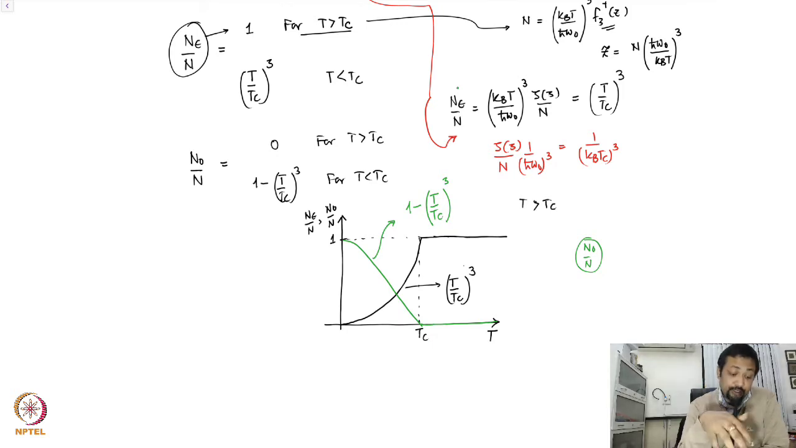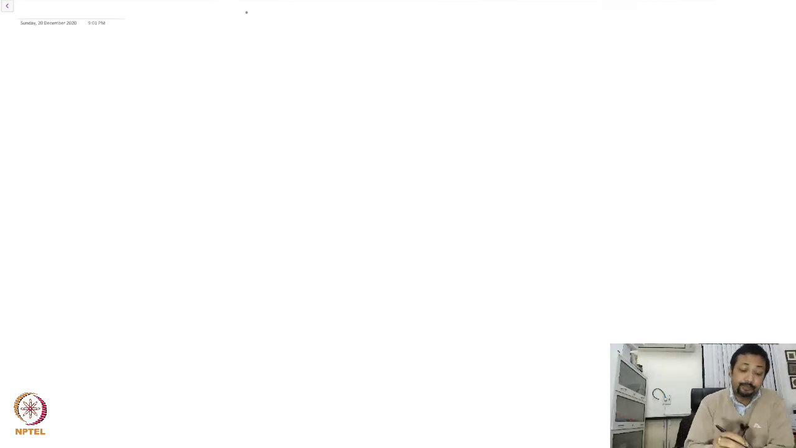So we have seen how the fractions n epsilon over n and n0 over n behave. We now want to look at the energy, and as usual, the energy is the sum over epsilon of epsilon times the average of n, which is the occupation number, and this becomes continuous using the continuous density of states.